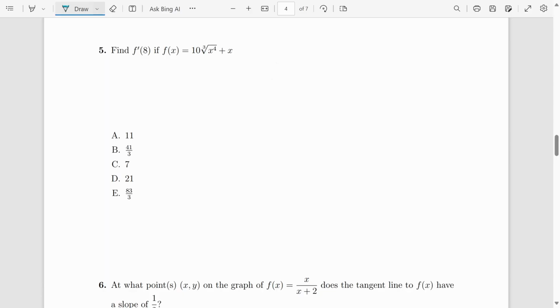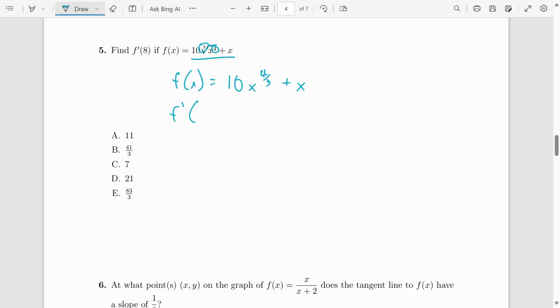Question 5, a derivative problem. We have our f of x, which equals 10 times the cube root of x to the 4th plus x. We have to find this derivative and then plug in 8. Finding the derivative becomes easier once we rewrite f of x as 10 times x to the 4/3 power. We get this 4 from the x to the 4th and this 3 from the cube root. And then this is all plus x as well.